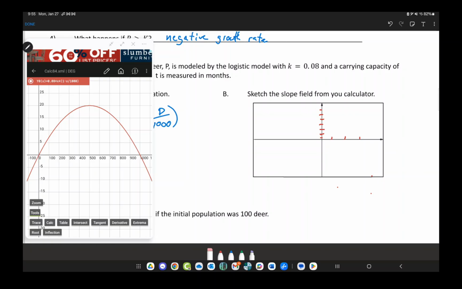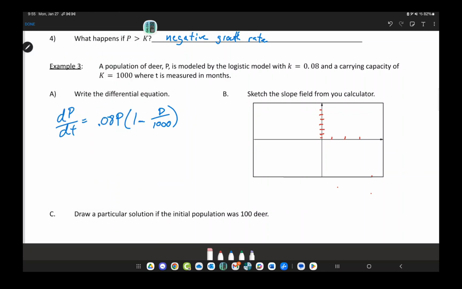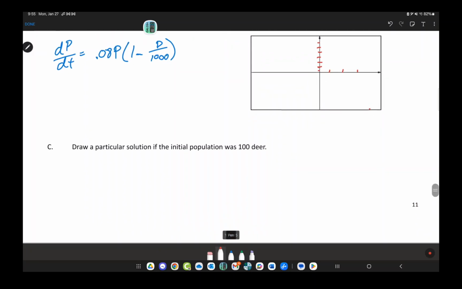Let's go ahead and do part C before we get to this, because honestly, it'll be easier to find the equation and show you where the equation comes from if we actually have the function. So, draw a particular solution if the initial population was 100 deer. Okay, so we know dP/dt equals 0.08 P times (1 minus P over 1,000).